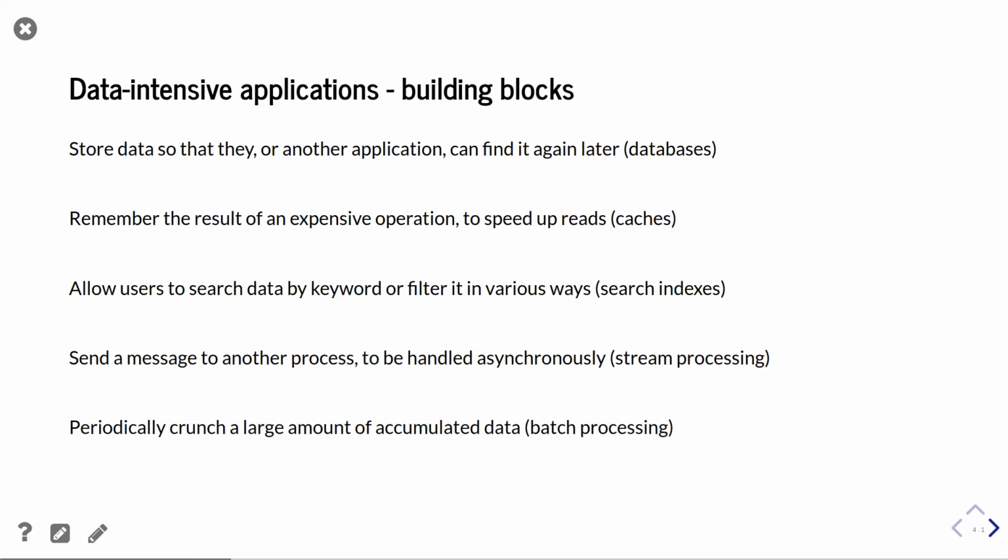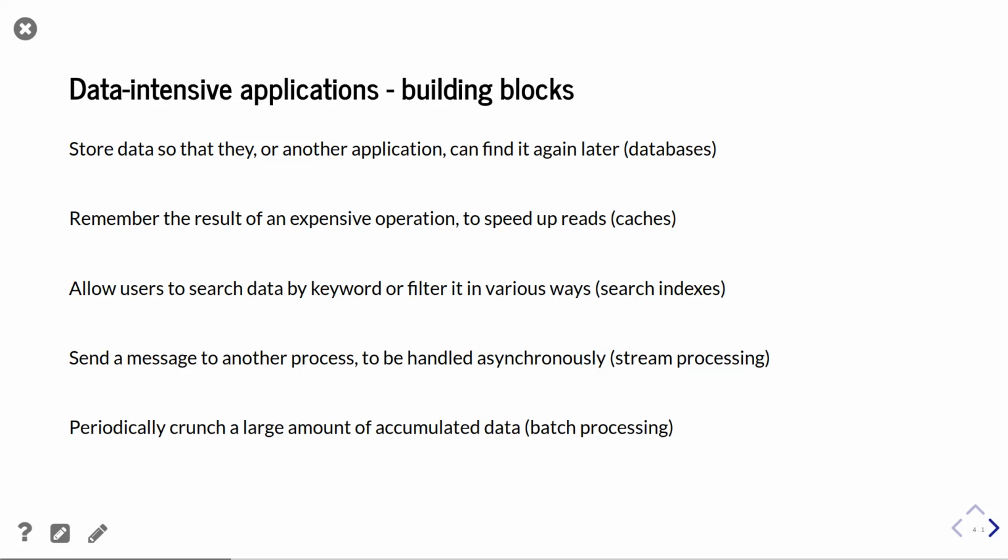So these are some of the building blocks, and the purpose of this book is not to help you implement one of these building blocks, but to understand some of the trade-offs and design details of these building blocks so that, given your application, you can reason about which database to use, or which sort of caching mechanism to use, or what kind of batch processing framework you should use. That's the main idea of the book.